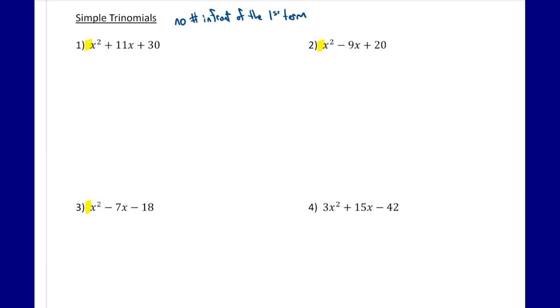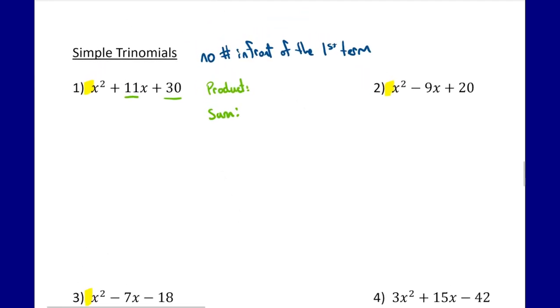There is a number in number 4. We do see a 3. We're going to touch on that when we get to it. But looking at all of these, there are no numbers in front, so that's a simple trinomial. Right? So what we're going to do then is we're going to focus on the 2 other numbers. And this is where we call the product and sum. Product means 2 numbers multiply, and sum means two numbers are adding, or product is multiplication, sum is addition. So what we're doing is we're looking for two numbers that multiply to give us 30, and the same two numbers add to give us 11.